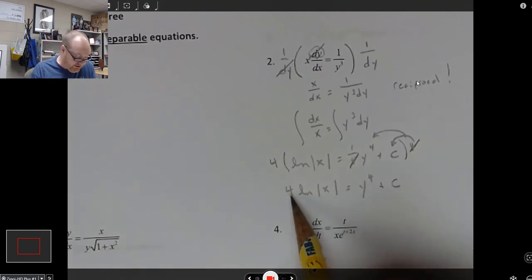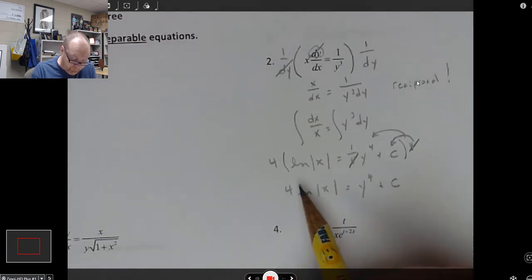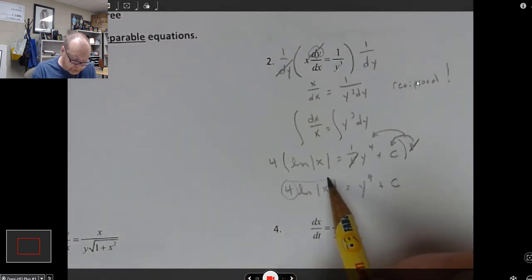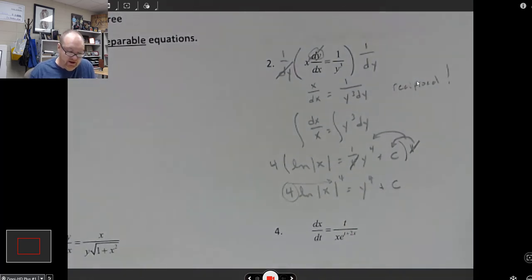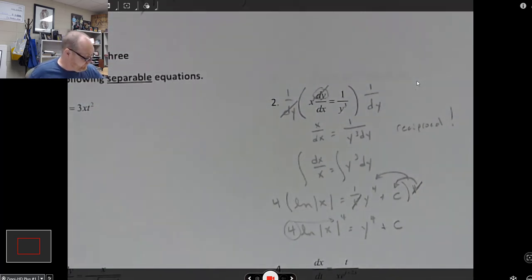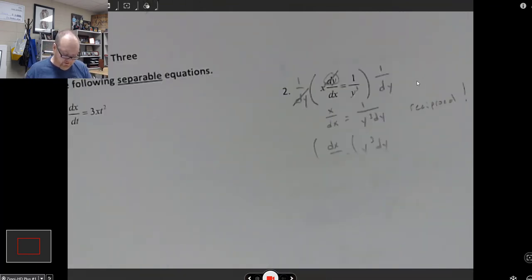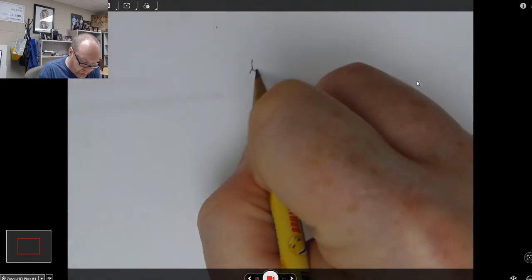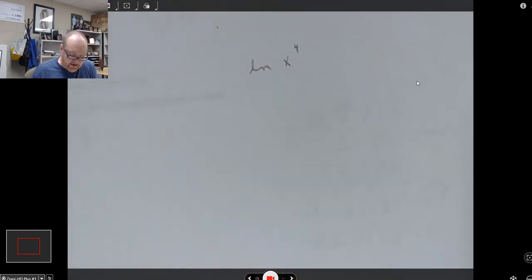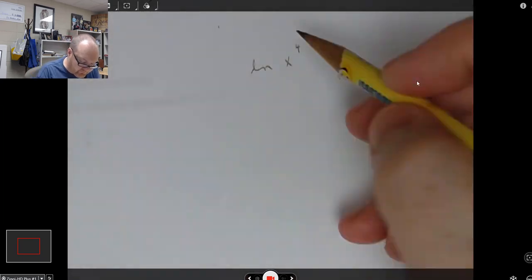But now what I can do is use my properties of logarithms and put that 4 back as a power. I'm running out of room there. This is worked out for you on your handout. I'm left with the natural log of x to the 4th equal to y to the 4th plus c.